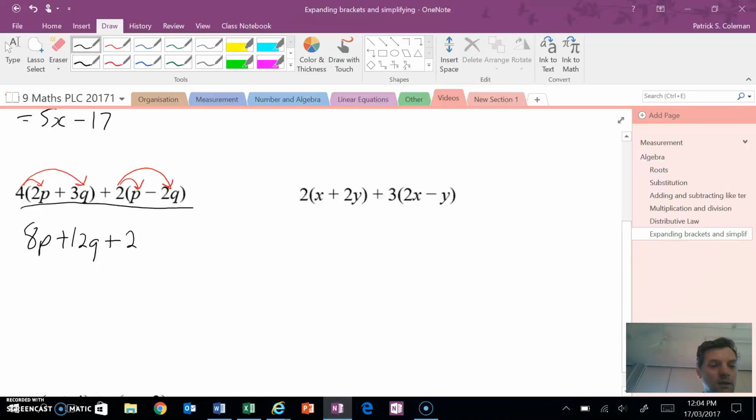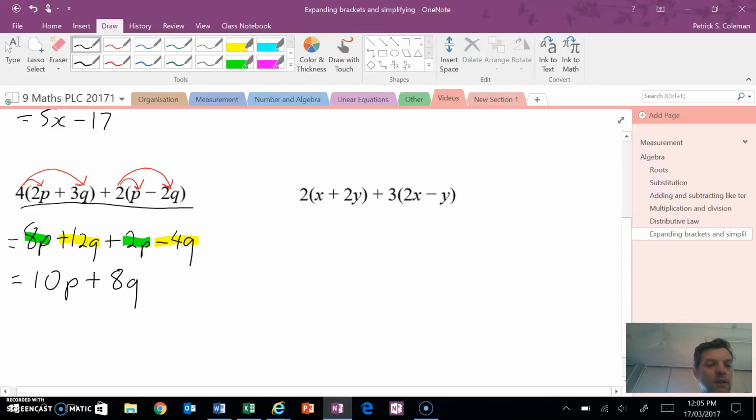2 times p, 2p, minus 2, so it's minus because it's going to be 2 times by -2q, so that's going to be 4q. Okay, we can simplify that. We can collect our like terms in p. So if we look at that, we've got 8p plus 2p, so we've got 10p, and then collect our like terms for q. So 12q minus 4q is going to be 8q.